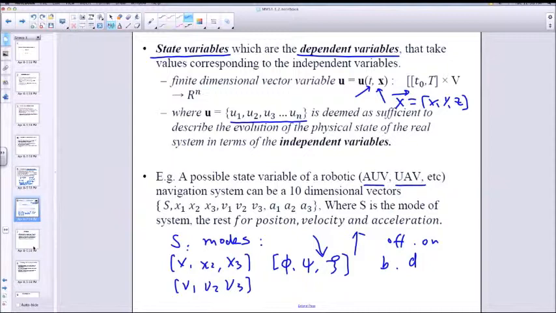Anyway, that's the state variables, and we call them unknown functions in the differential equation system.